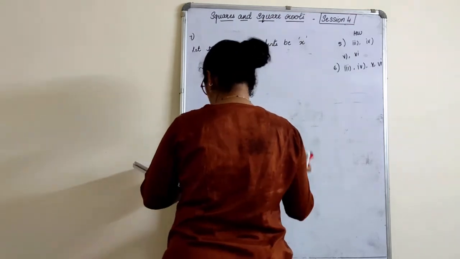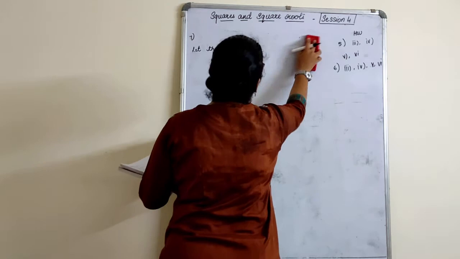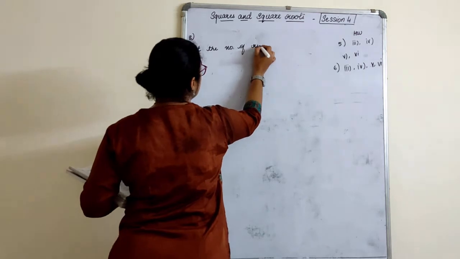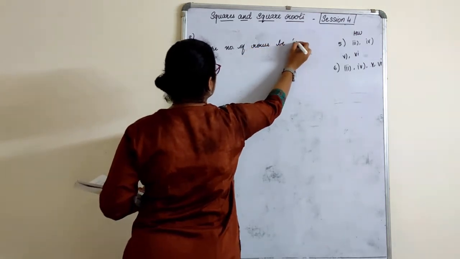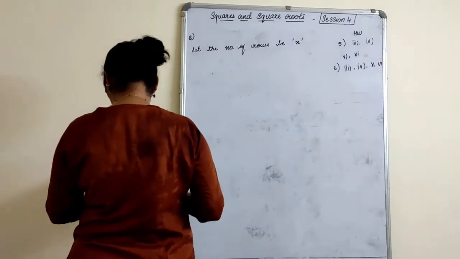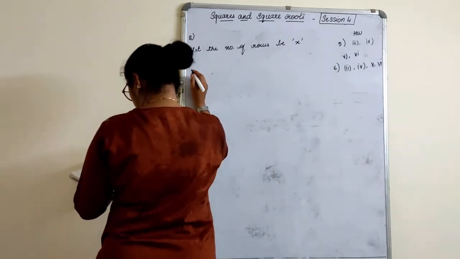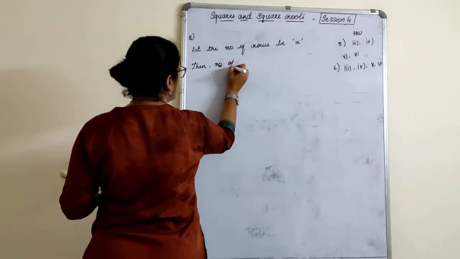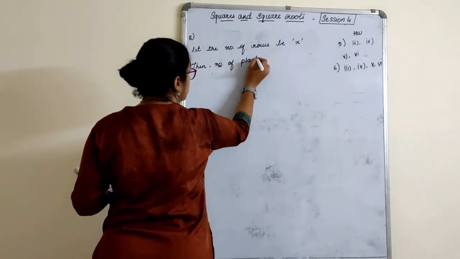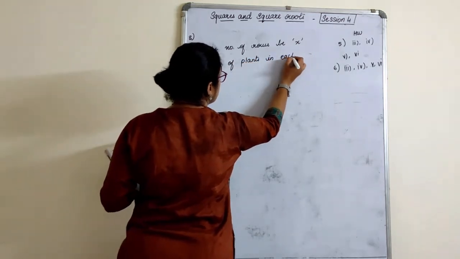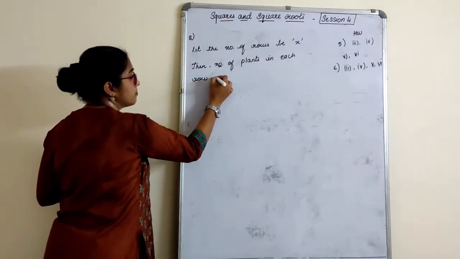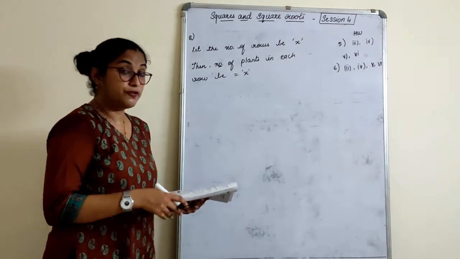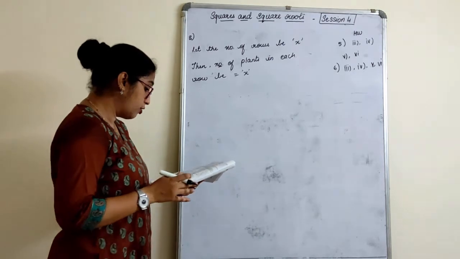So let the number of rows be x. Then what have they asked? The number of plants. Let the number of rows be x. Then the number of plants in each row will also be x only. Why? Because the number of rows and the number of plants in each row are the same, so the number of plants in each row is also x according to them.